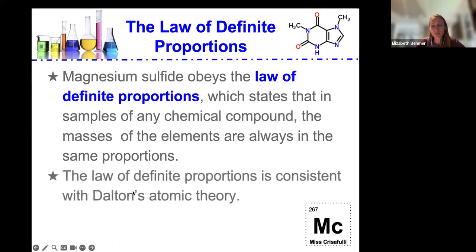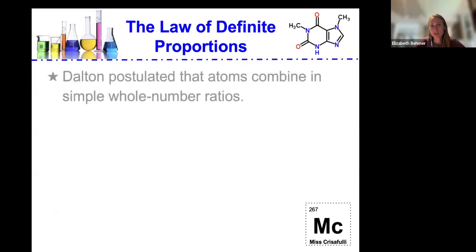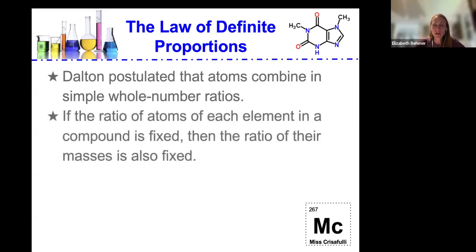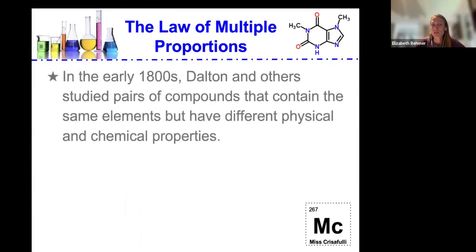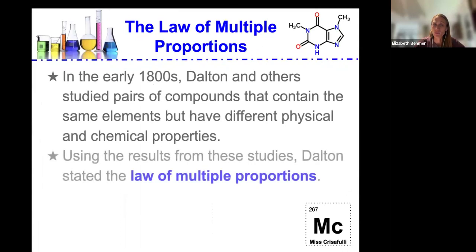The law of definite proportions is consistent with Dalton's atomic theory. So Dalton postulated that atoms will combine in simple whole number ratios. And if the ratio of atoms of each element in a compound is fixed, then the ratio of their masses is also fixed. So in the early 1800s, Dalton and others studied pairs of compounds that contain the same elements but have different physical and chemical properties.